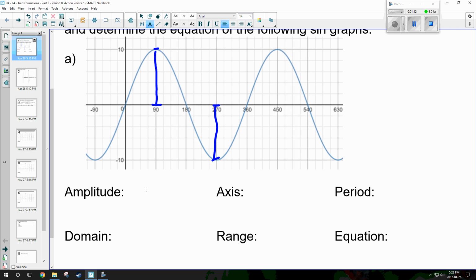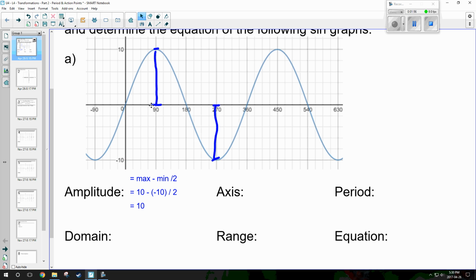The other way to do our amplitude is to use our formula, where we do maximum minus minimum, and then we divide that value by 2 to figure out what the amplitude is. So in this case, our maximum here is 10, our minimum is negative 10, and then we divide by 2. So that would be 10 plus 10, which is 20. 20 divided by 2 is 10, so our amplitude is 10.